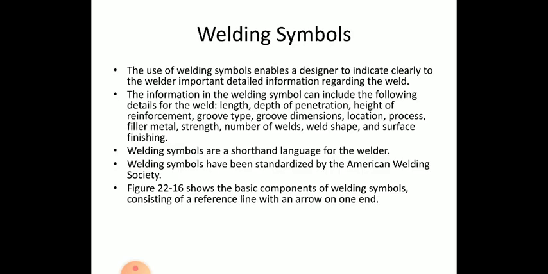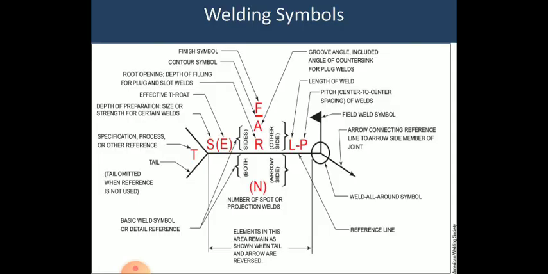The welding symbols are shorthand language for welders, and this symbol has been standardized by the American Welding Society, as we can see in the figure. You can see there is an arrow which has a tail, and a flag, and that flag also includes the circumferential symbol, and one arrow is located on the downside also. All the details shown here are the finish symbol and the contour symbol; the contour symbol is just a dash line below the finish symbol.